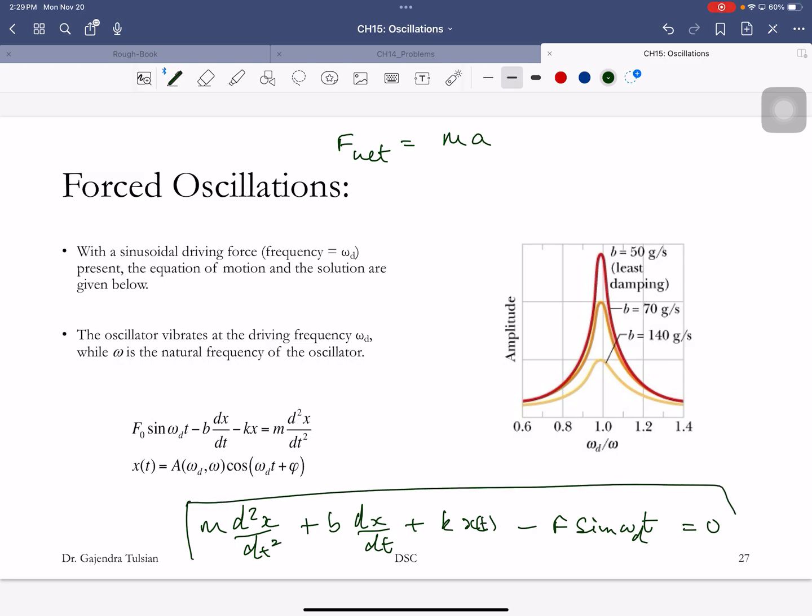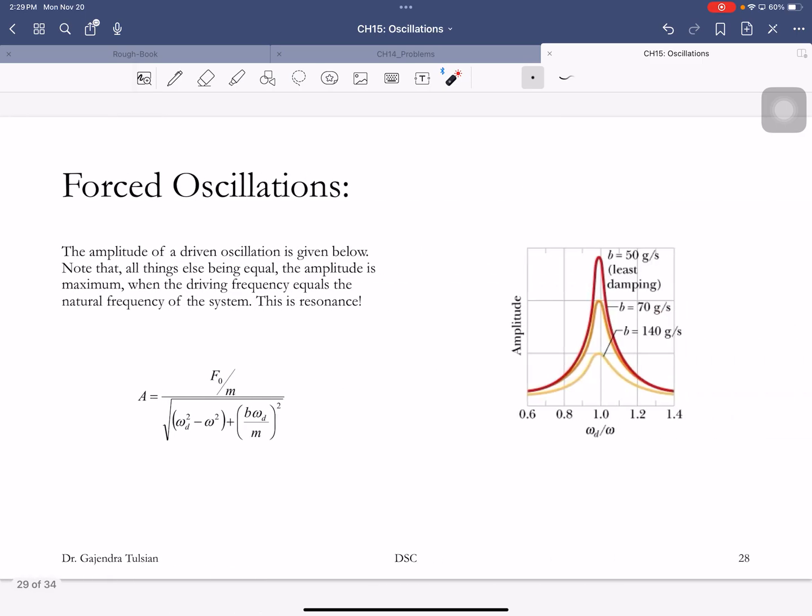So there is the differential equation. If friction was absent, this term would not be there. If you're not pushing, this term would not be there, and you'd get back the original equation. And again, as you add more and more terms, the solution to the equation gets more and more complicated, but this can be solved. And here's the amplitude.